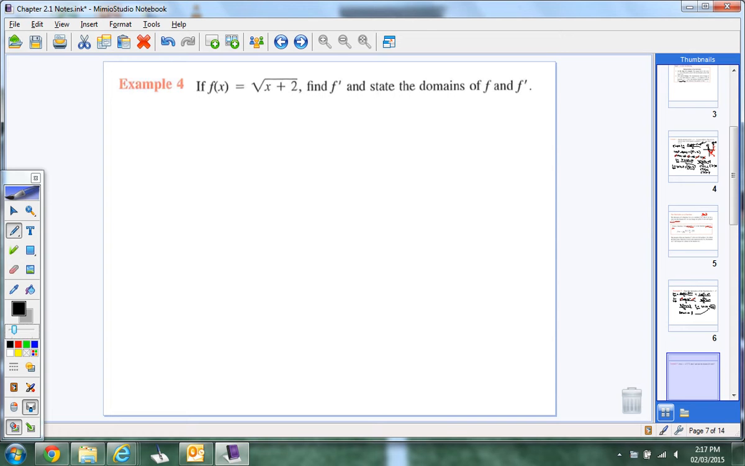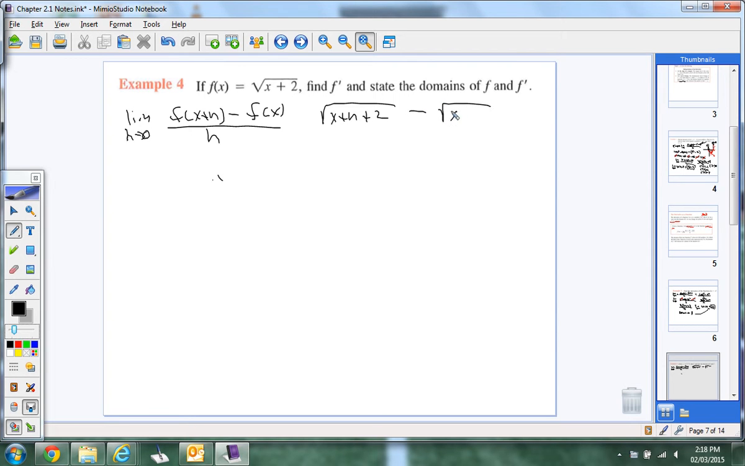Okay, so we're still going to do the derivative, so we're still going to go limit as h goes to 0. And you can put x's in. The notes started doing x's. So what I mean by that is they started doing f of x plus h. You can use a. So that gives me, if I put x plus h in for x, square root of x plus h plus 2 minus square root of x plus 2, all over h.